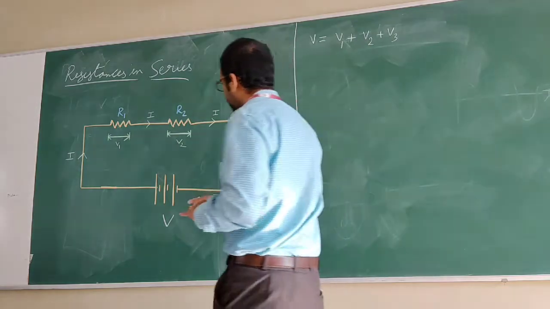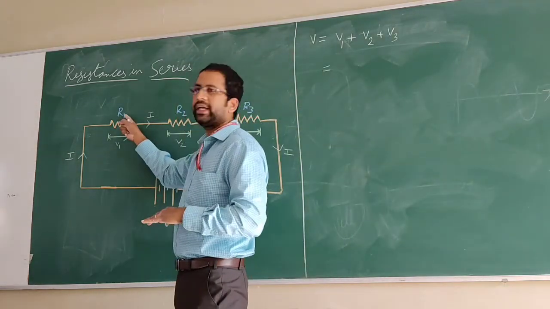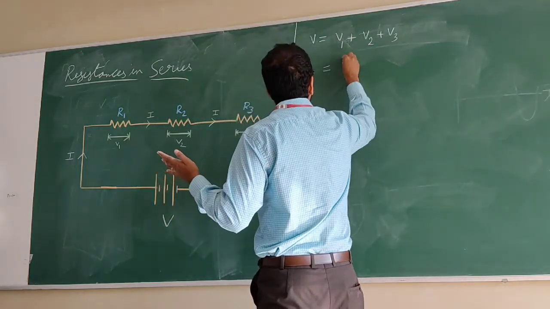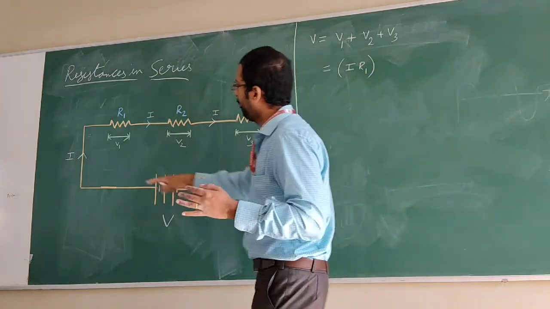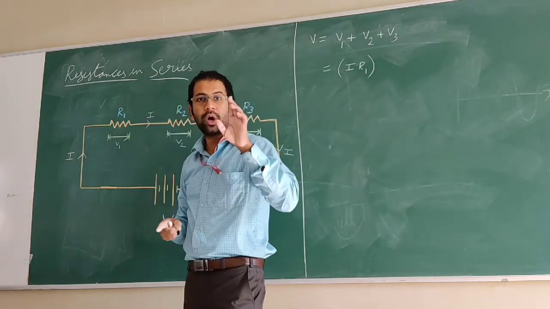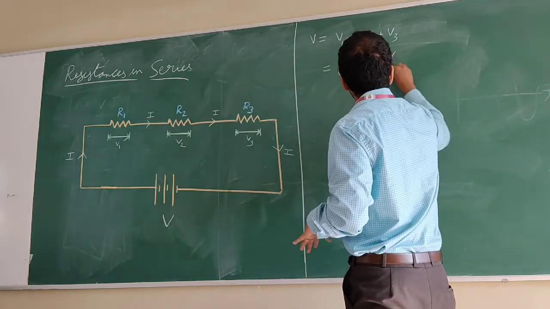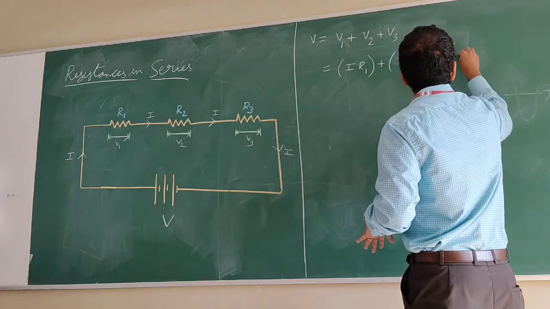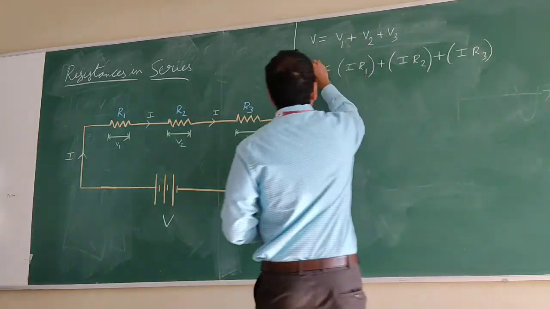Now, let's see it effectively. V1 is the voltage across R1. Apply Ohm's law. Hence, V1 is equal to I into R1, since the current flowing through resistor R1 is I. And plus V2 is I into R2, and V3 is I into R3.